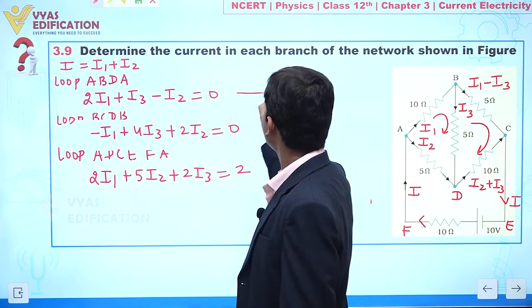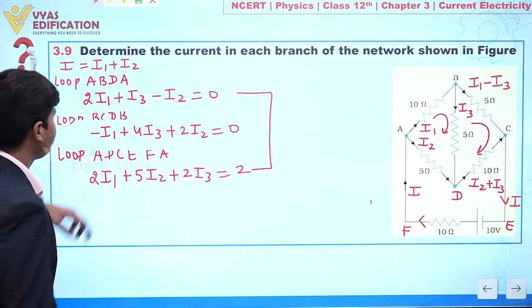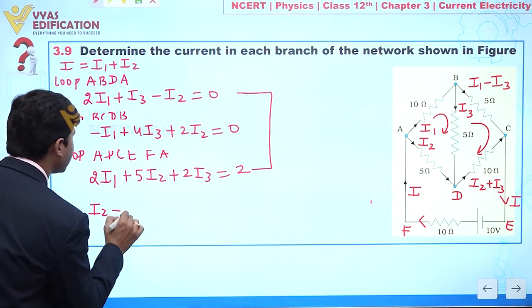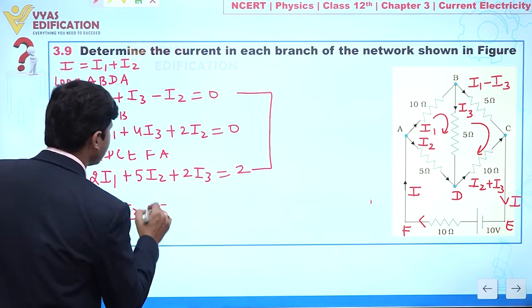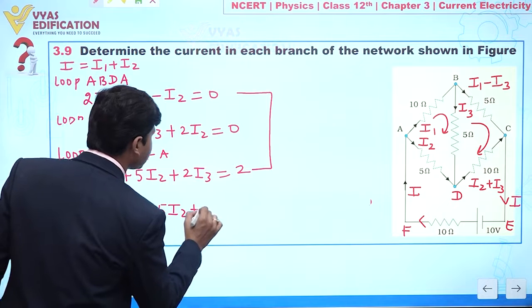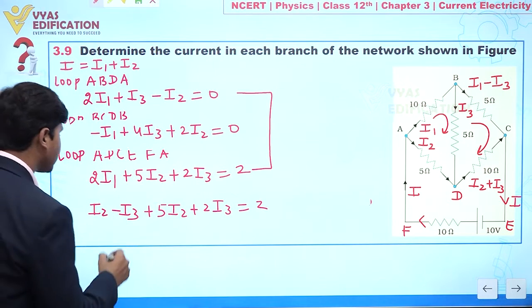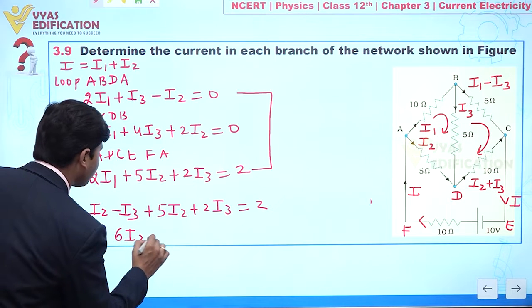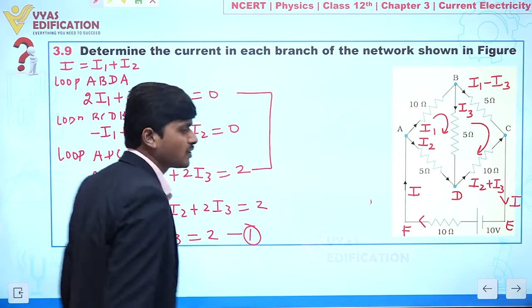Now listen carefully. If we observe these two equations, I am writing the 2I1 value from here. So I can say this is I2 minus I3. I2 minus I3 plus 5I2 plus 2I3 should be equal to 2. From here you can say this is 6 times I2 minus I3 equal to 2, and let's suppose I am giving this equation number 1.